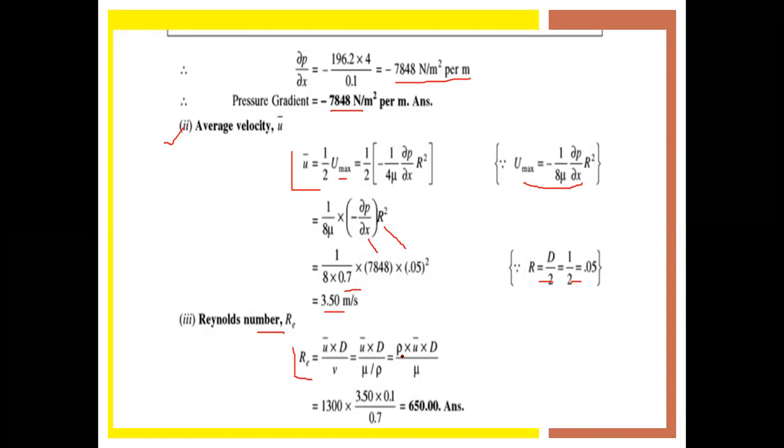Therefore you know that rho is 1300, u bar is 3.50, d is equal to 0.1, mu is equal to 0.7. Therefore the Reynolds number is 650. So 650 is less than 2000, so the flow is a laminar flow, right? So hope you understood the problems.